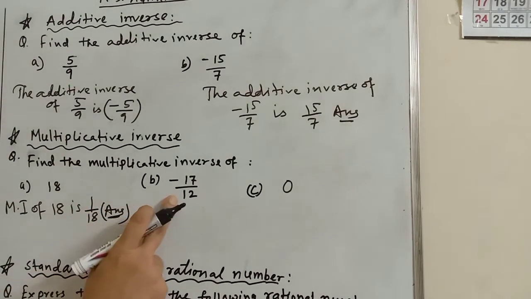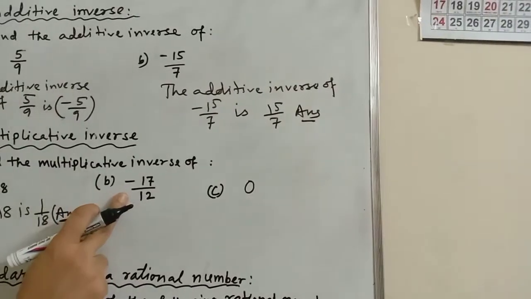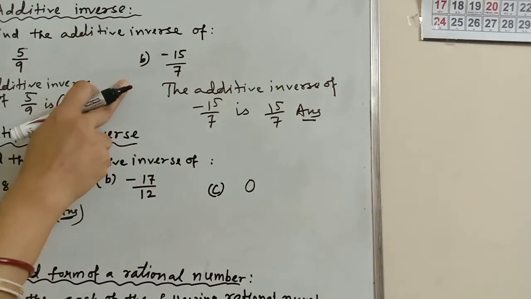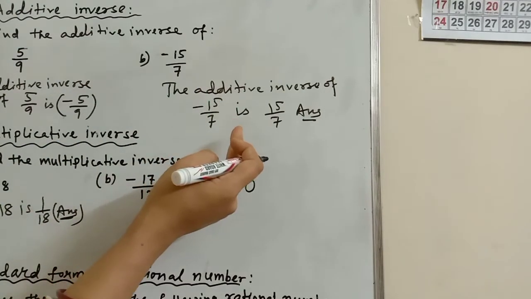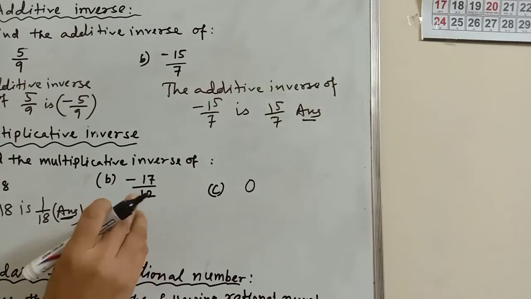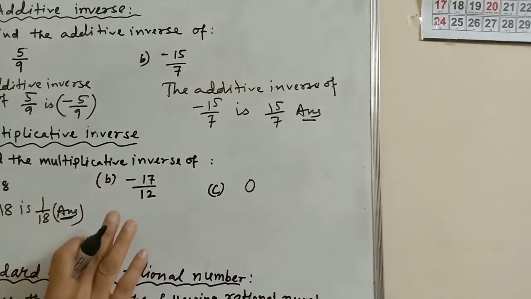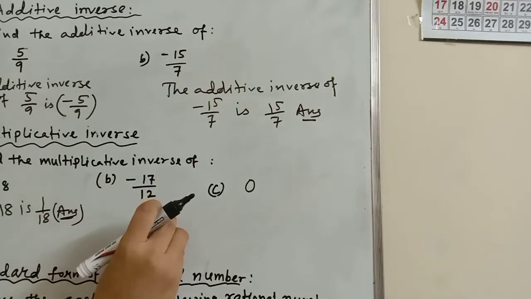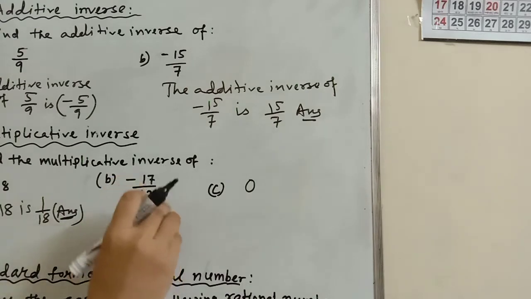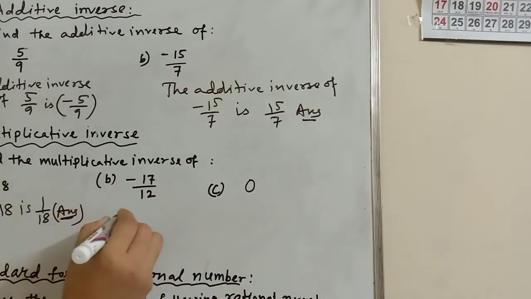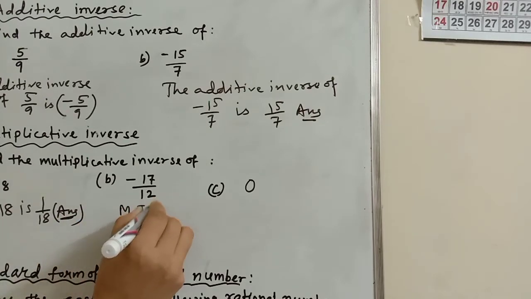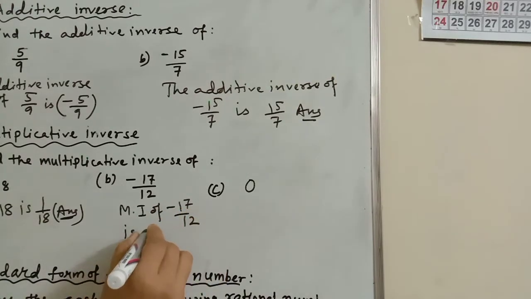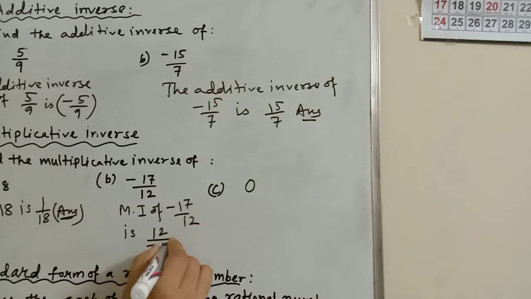Now, the multiplicative inverse of minus 17 by 12. Here the important thing is whatever the sign is, you have to maintain the sign. As it was in the additive inverse, we had to change the sign. Here the sign does not create any problem. You only have to write the reciprocal of the number. If the number is a negative rational number, then you have to write the negative rational number only, but its reciprocal. So the multiplicative inverse of minus 17 by 12 is 12 by minus 17.